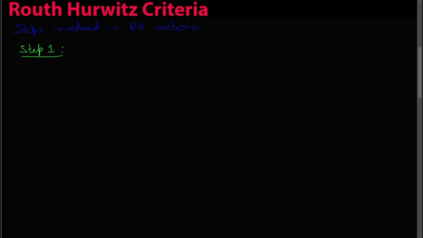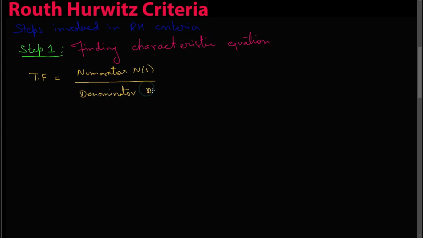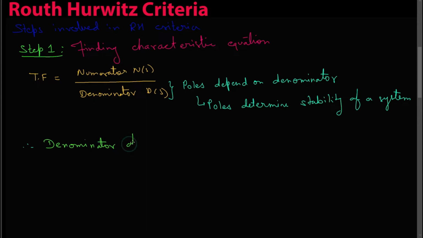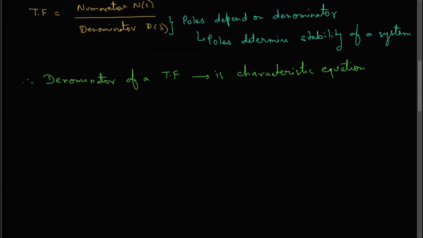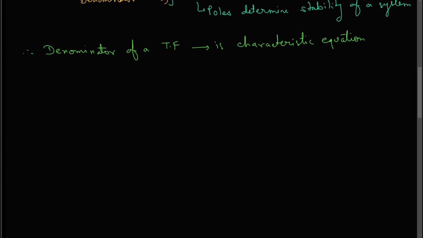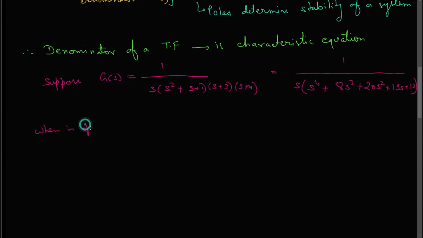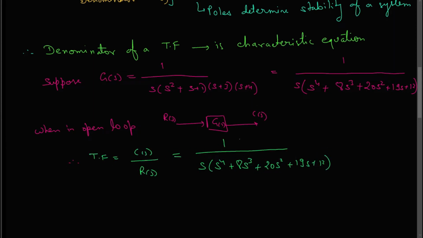The first step. In the first step, we will identify the characteristic equation of a system. Now every system is represented by a transfer function, and a transfer function has a numerator and denominator. Poles of any system are based on the denominator, and it is the poles which determine the characteristics of a system. Therefore, the denominator is taken as the characteristic equation for finding out whether the system is stable or not. Now suppose a transfer function G(s) is given, which you can see. Suppose that the system is an open loop system, then the denominator of G(s) becomes the characteristic equation.